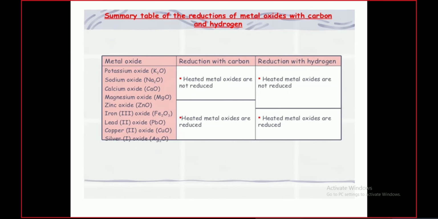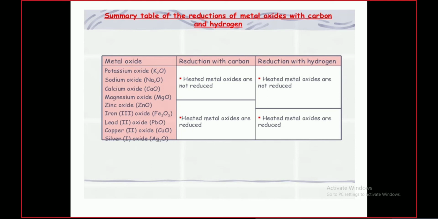A simple way to memorize it is just to look at the reactivity series. The ones present below hydrogen can be reduced with hydrogen, and the ones present above hydrogen, up till iron, copper, lead, can be reduced with carbon, and the ones present at the top, which are the most reactive, can be reduced by electrolysis. Their metals can be separated from their ores by electrolysis, and we are going to discuss electrolysis in detail in our further lectures. So in today's lecture, I'm going to review.